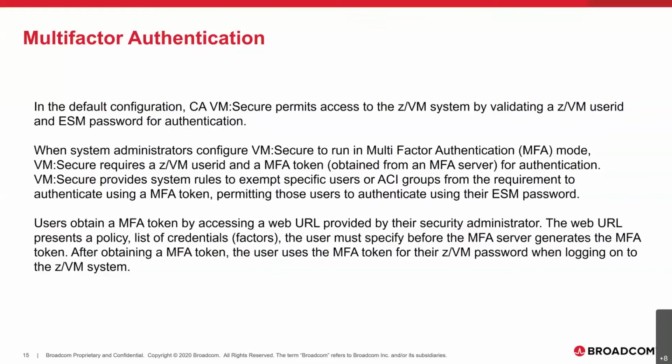When you're running VMSecure in multi-factor authentication mode, your users will go to a URL that your security administration gives them, and they will provide the factors of authentication to the IBM MFA server. That server will authenticate that and provide them with a token. They'll take that token, and as they log on to their VMSecure managed VM system, they'll provide that token as their password. Just as simple as that. Instead of typing in your password, you now provide an MFA token.